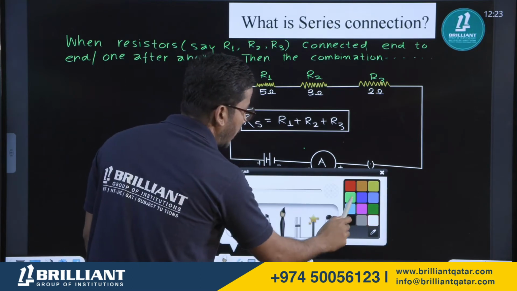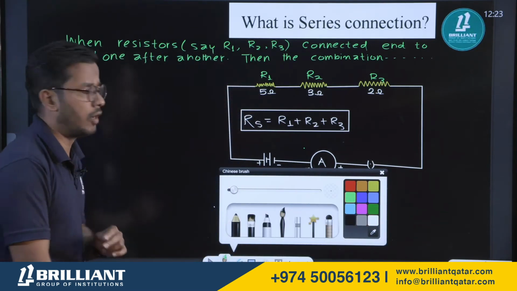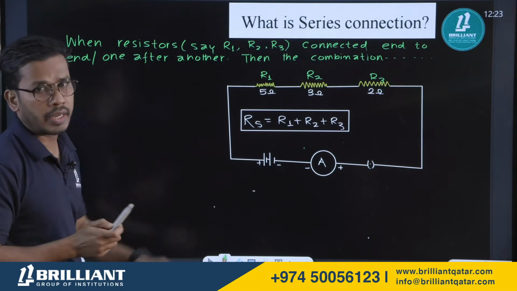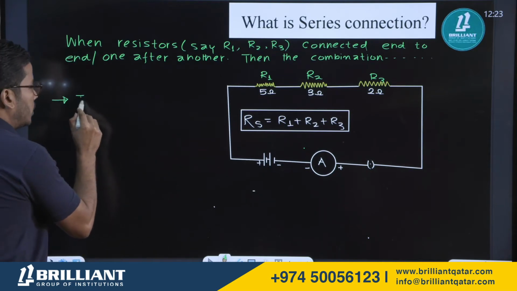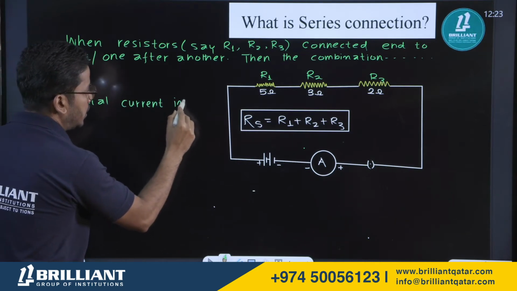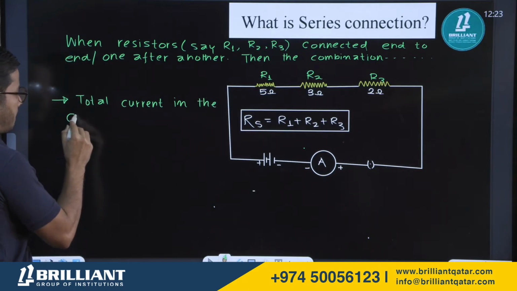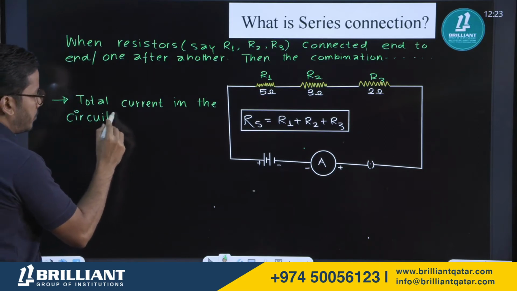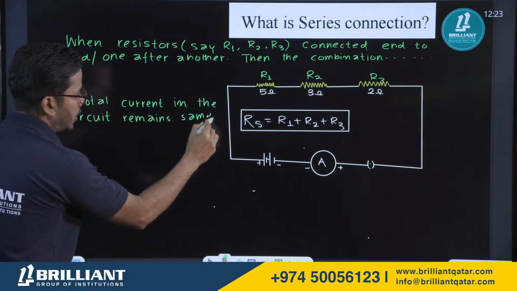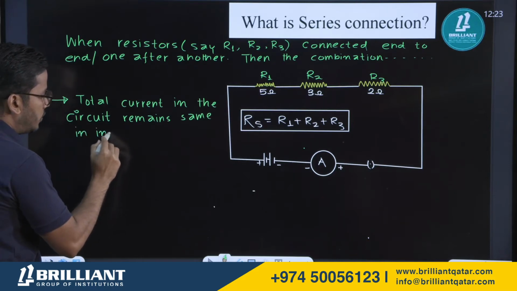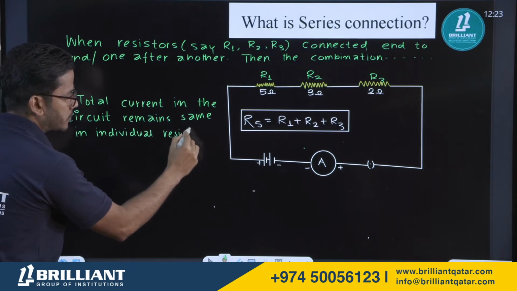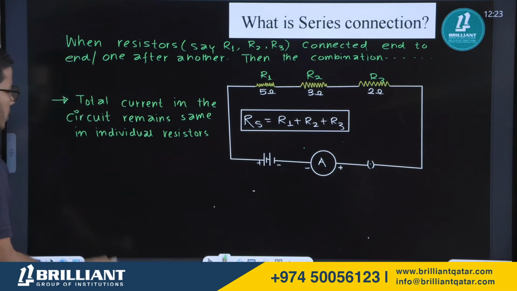This formula we're going to derive, and you need to know 2 specific points about resistors joined in series, which I am writing in a script first and then I will show you in the diagram. The total current in the circuit remains the same in individual resistors connected in series.